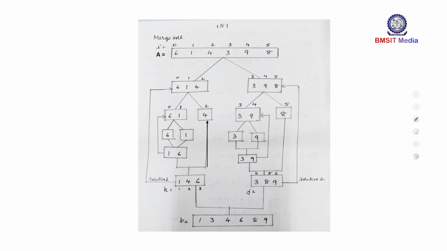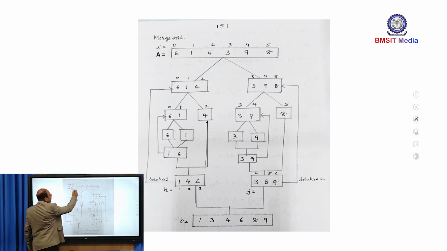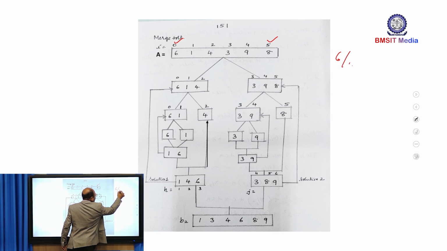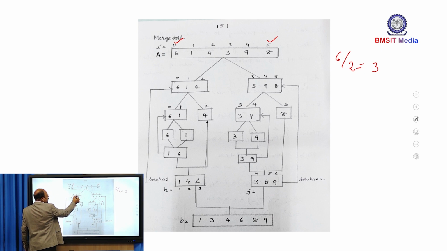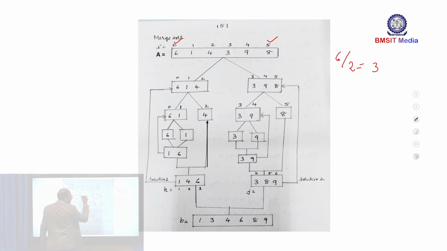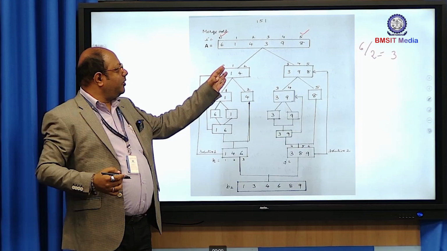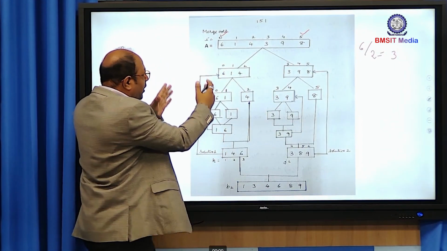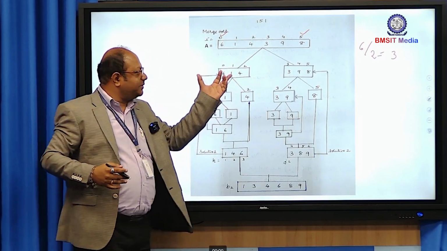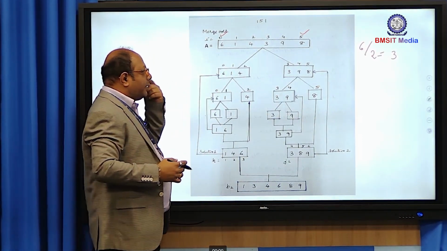Let us take an example here. We have an array of 6 elements starting from 0 to 5: 6, 1, 4, 3, 9, 8. In this case I am going to divide 6 by 2, which is nothing but 3. So initially my first half of the elements will be 0, 1, 2 and the second half will be 3, 4, 5. Again we have the scope of dividing the elements because n is more than 1 here.